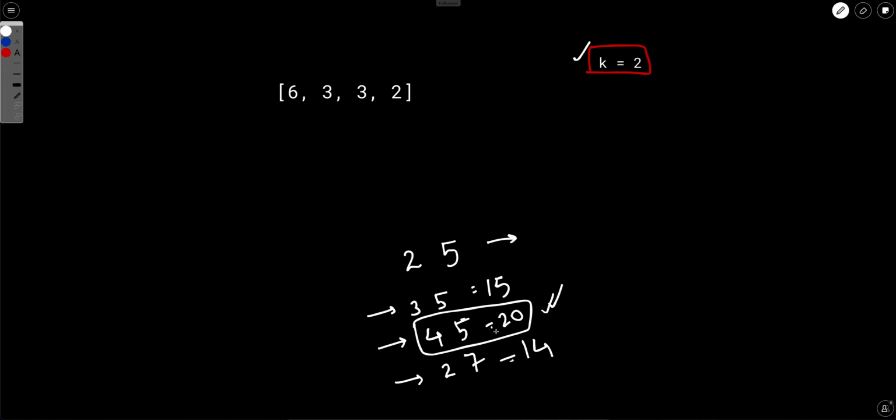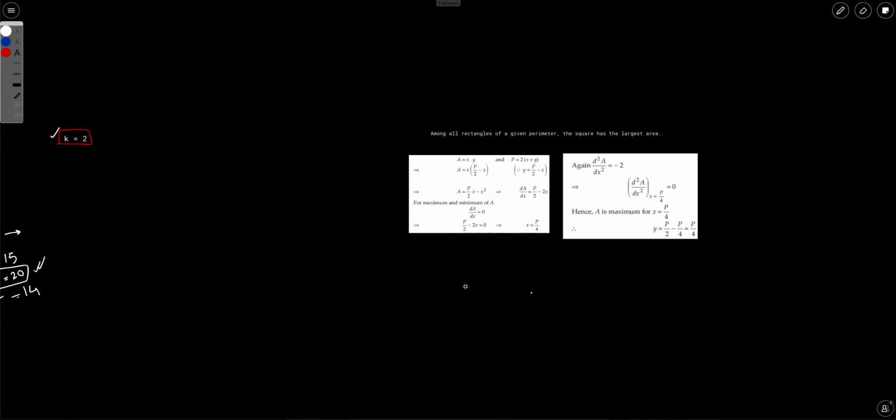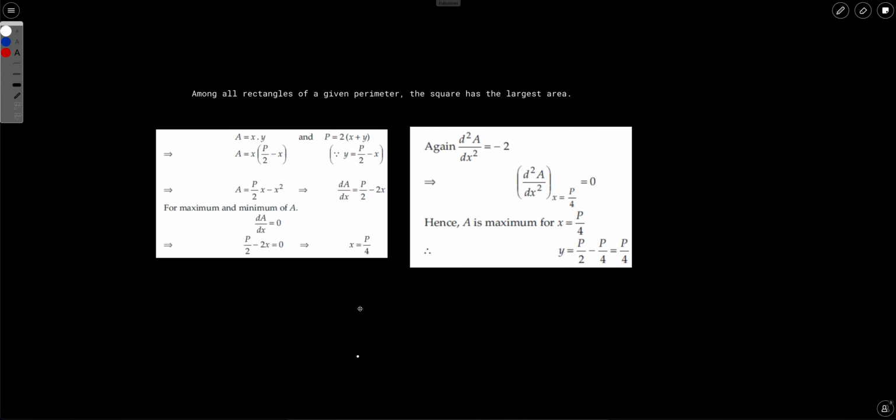You can think of it as maximizing the product a cross b. In geometry, you can think of a cross b as the area of a rectangle, and you have to maximize this area. There is a very well-known theorem which states that among all rectangles with the same perimeter, the square has the largest area. The proof is very simple. We just need to apply the same differentiation that we studied in class 10 and 12.